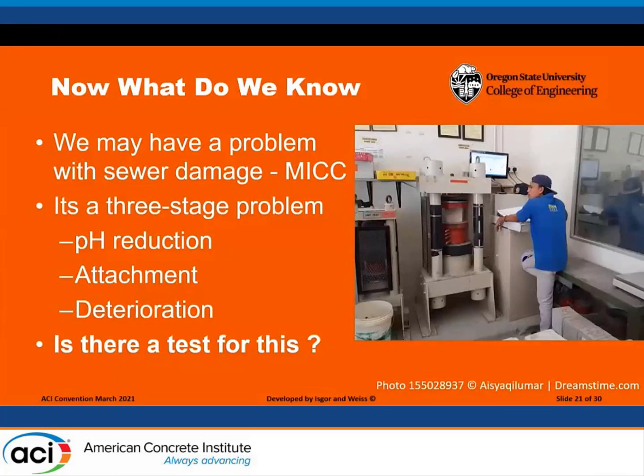So we really want to stop now and pause and say, well, what is it that we actually know at this point? What is it that we understand? Well, the first thing we understand is that there is a problem of sewer damage. The second thing that we know is it's a 3-stage phenomenon: pH reduction, attachment, and then chemical acidification and deterioration. And now the question comes up: is there a standardized test for this?